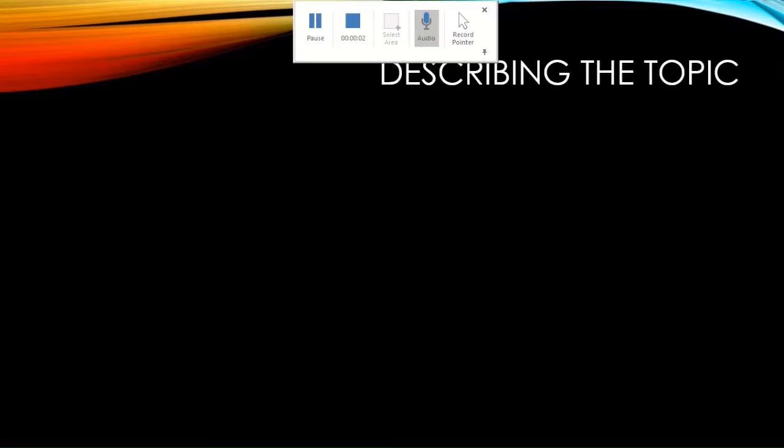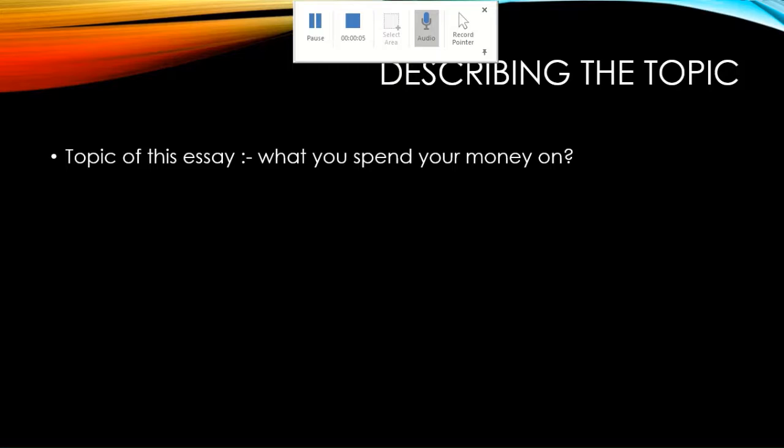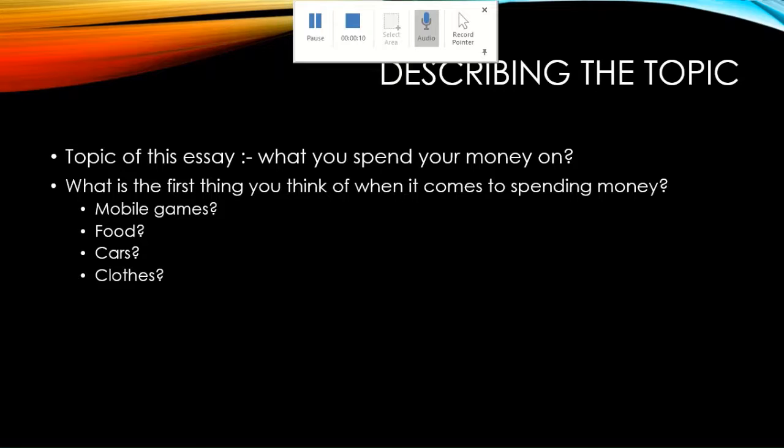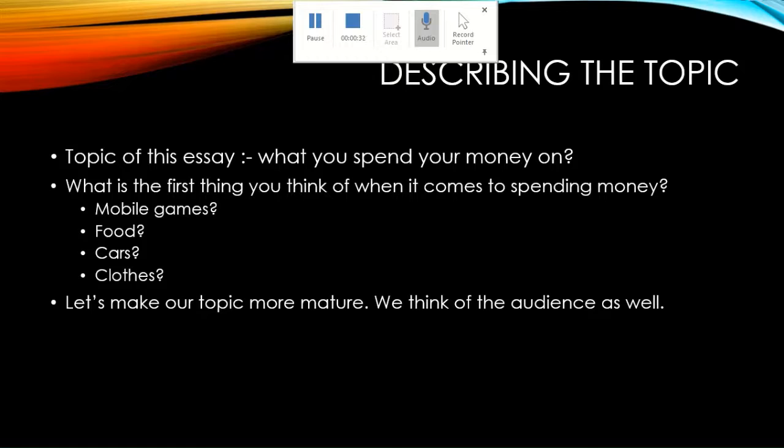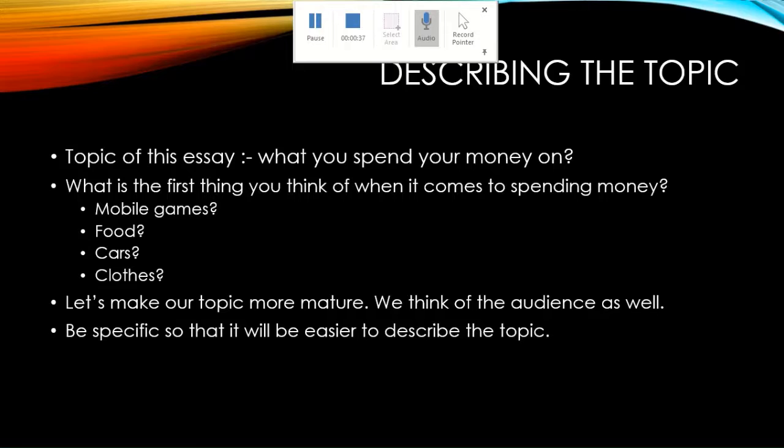Back to the topic of the essay. What do you spend your money on? Is it on mobile games, food, cars, or clothes? There's no right or wrong answer, as it is wise to choose something we can write about, considering we need to write about 125 words. To get better marks for communicative achievement, let's think of the readers as well when introducing the topic, and be specific so that it is easier to describe the topic. Let's write the introduction.